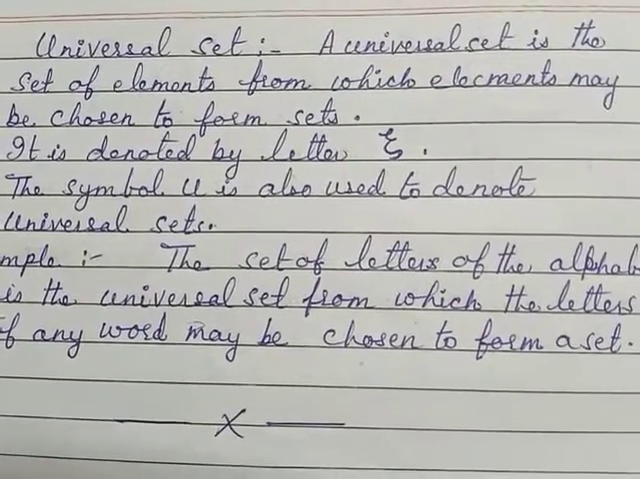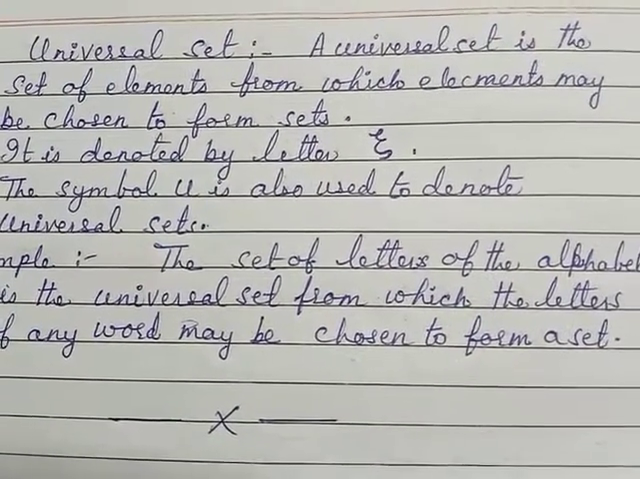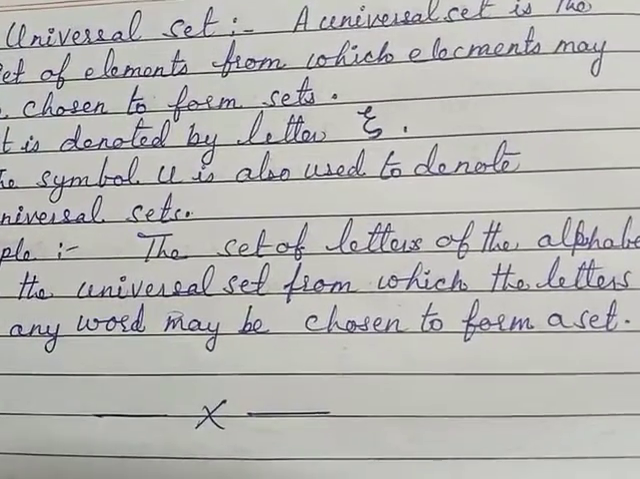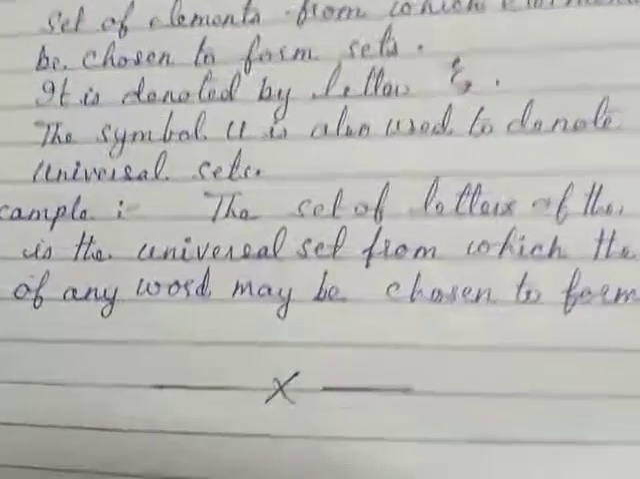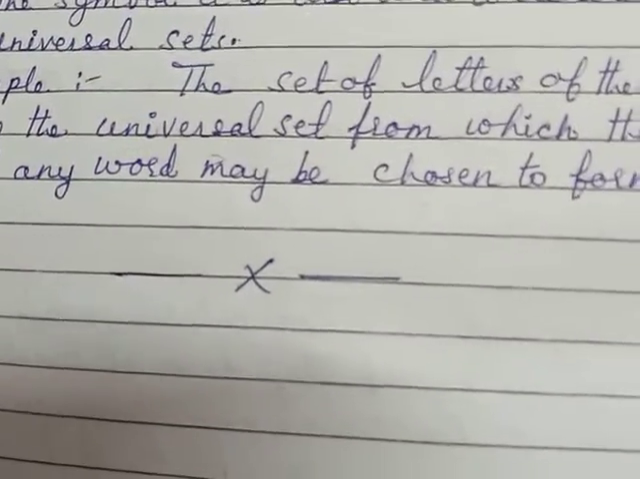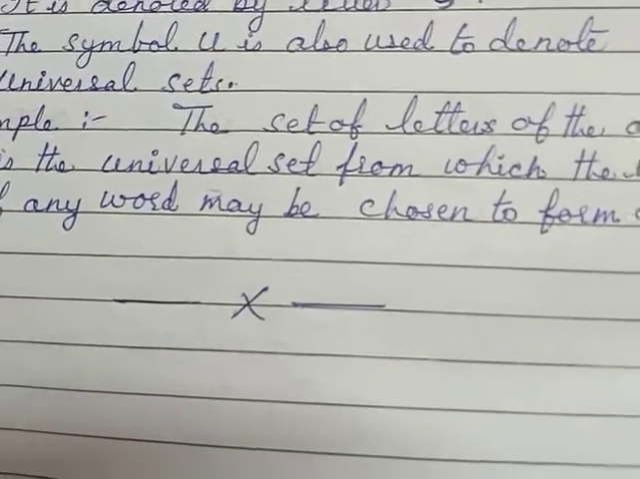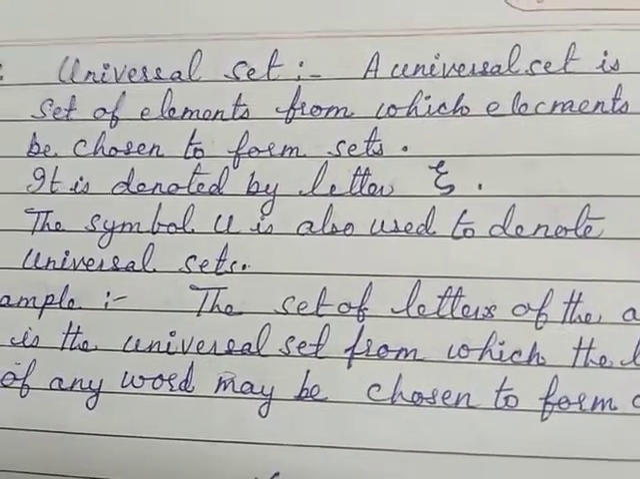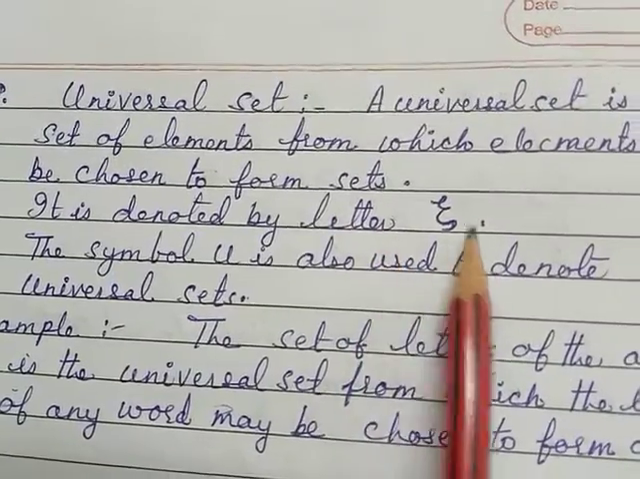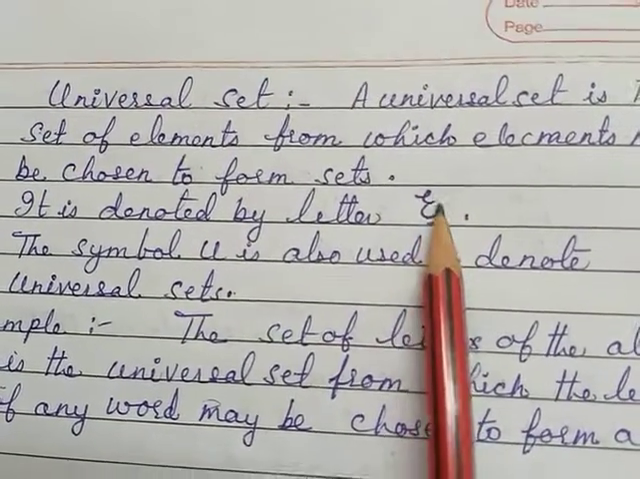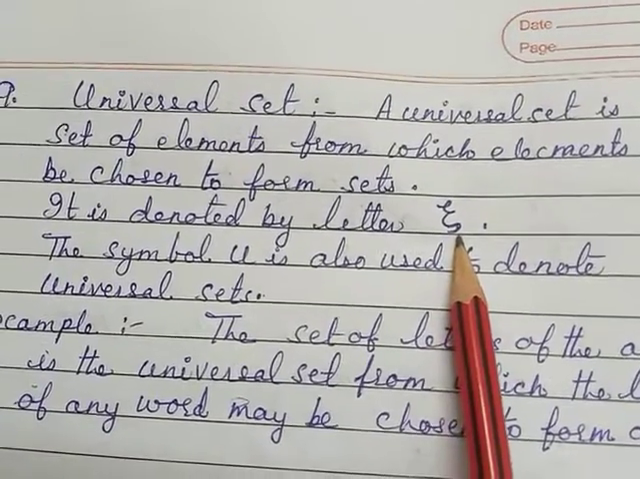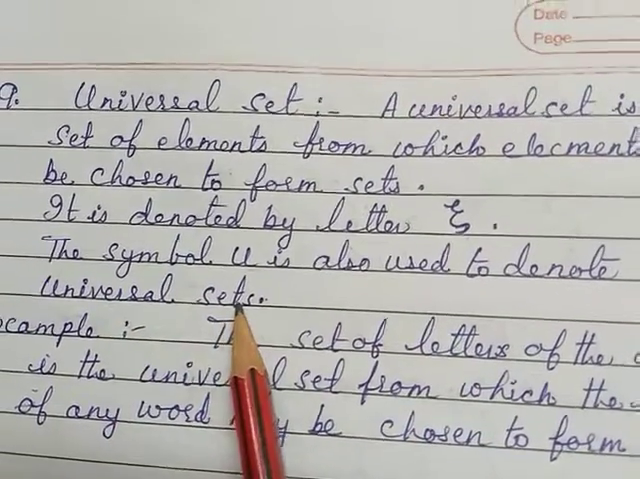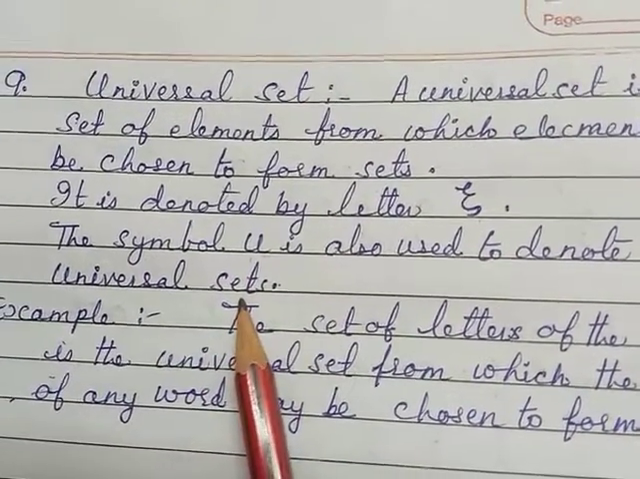Suppose I give you one example. Suppose a universal set is there, all the alphabets from A to Z. From that universal set, I will make set A equal to A, B, C, D. Then I will form another set B, P, Q, R, in this way. From the universal set, I have formed other sets. It is denoted by the letter E, this is the letter by which we denote the universal set. The symbol U is also used to denote the universal set.